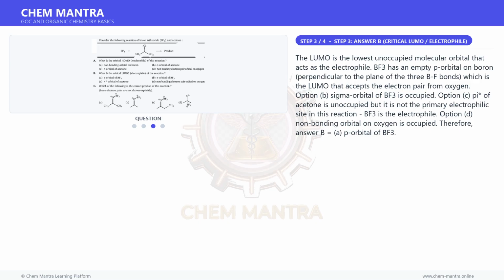The LUMO is the lowest unoccupied molecular orbital that acts as the electrophile. BF3 has an empty p orbital on boron, perpendicular to the plane of the 3 BF bonds, which is the LUMO that accepts the electron pair from oxygen. Option B, sigma orbital of BF3, is occupied. Option C, pi asterisk of acetone, is unoccupied but it is not the primary electrophilic site in this reaction, BF3 is the electrophile. Option D, non-bonding orbital on oxygen, is occupied. Therefore, answer B is equal to A, p orbital of BF3.